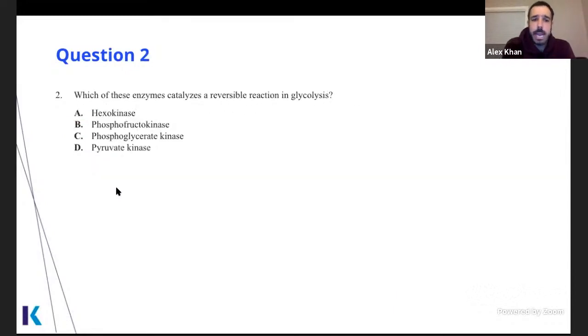And the second question, to help us remember and consolidate what we talked about: which of these enzymes catalyzes a reversible reaction in glycolysis? Remember, there were 3 we said were irreversible cornerstones. See if you can spot the one that is reversible.